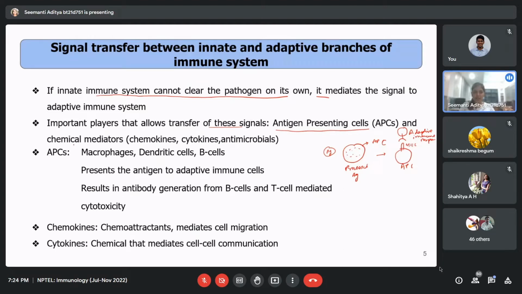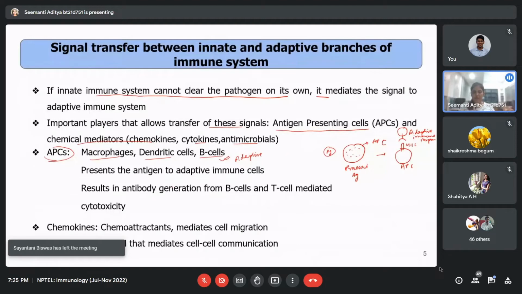Apart from that, the chemical mediators that play a role are chemokines, cytokines, and antimicrobial peptides. The professional antigen presenting cells are macrophages, dendritic cells, and B cells. It is interesting to note that the B cell is itself a part of the adaptive immune response, but it still plays a major role as an antigen presenting cell, because it will present the processed antigen to the T cells, and the T cell and B cell together will try to eliminate the pathogen in a more rigorous manner.